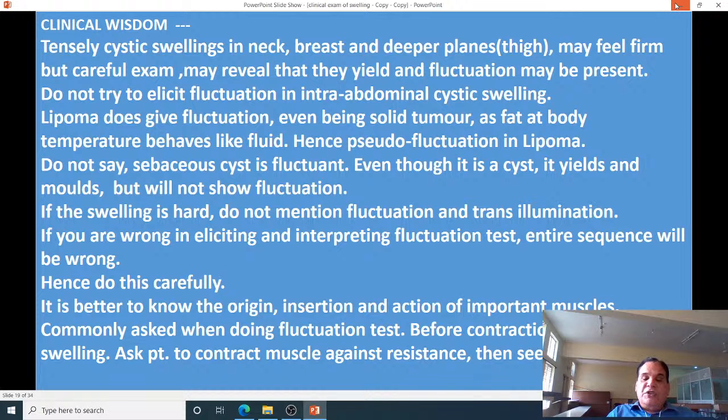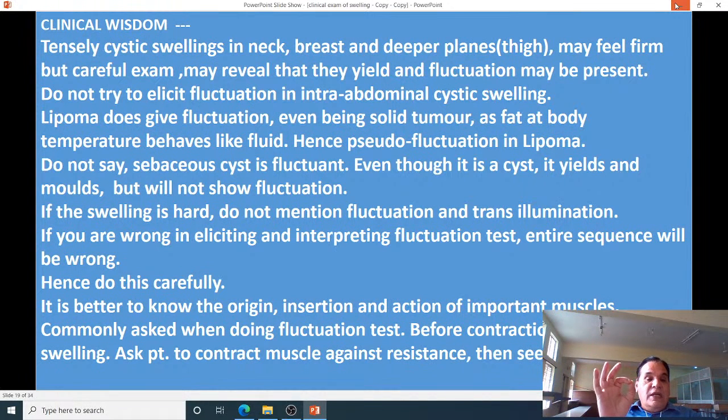Do not say a sebaceous cyst is fluctuant, because even if it is fluctuant, it yields and molds. That is why there is no question of the fluctuation sign being positive. Sebaceous cyst is non-fluctuant because of the shape change. If hard, do not mention fluctuation and transillumination. Remember, you are saying hard swelling and they say transillumination negative. Why did you do that? Because you are not supposed to do transillumination in a hard swelling. Transillumination and fluctuation are for the soft swellings.